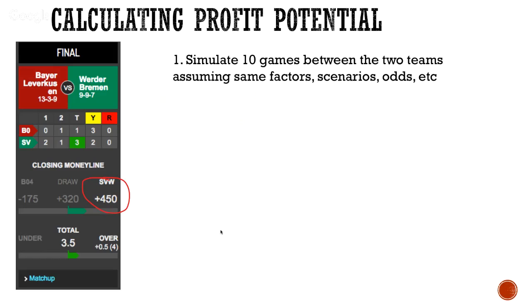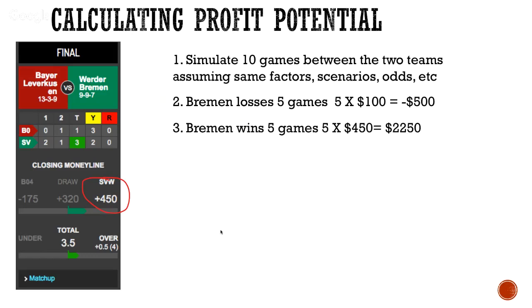So Leverkusen is going to win 5 games, and Bremen is going to win 5 games, and both teams will lose 5 games as well. When you look at this, let's start with Bremen. Bremen loses 5 games, so 5 times 100 would mean we are in the hole $500. And then they're also going to win 5 times. But we get dog money when they win, which is plus 450 in this example. So we take 5 times 450, that equals 2250. So our profit potential would be 1750.